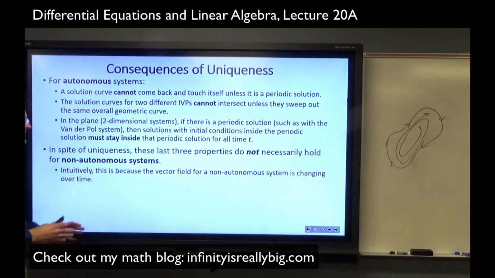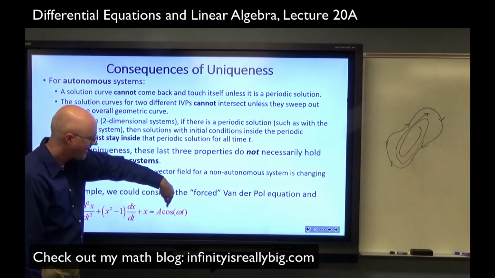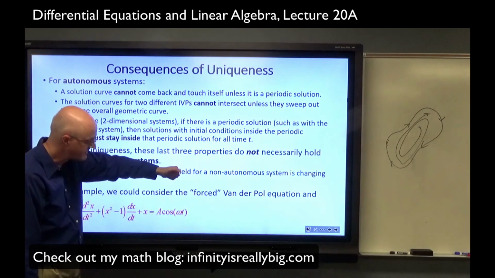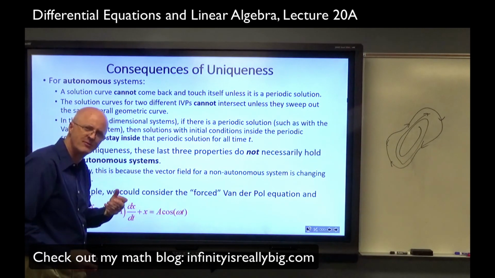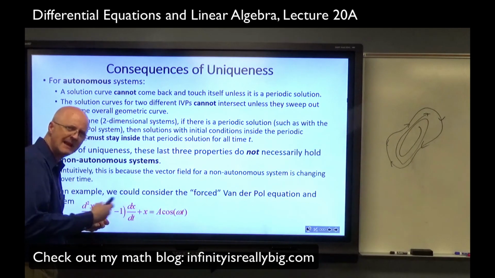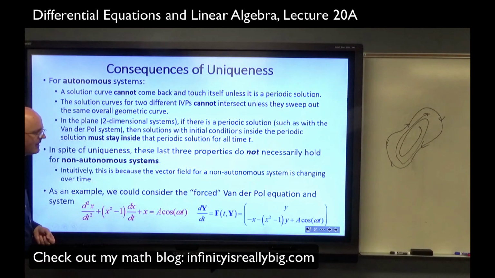Intuitively, this is because the vector field for a non-autonomous system is changing over time. I'll show you Mathematica here in a second. As an example, we can consider something called the forced van der Waals equation in the system. Here it is as a second-order scalar equation. Notice I put a forcing function on the right-hand side here, a cosine omega t, where a and omega are constants, some sort of external forcing. If this is an electric circuit, there's some sort of external forcing going on with the current, for example. As a system, we could write it like that. Let's go ahead and look at this in Mathematica. That'll be the end of lecture A.